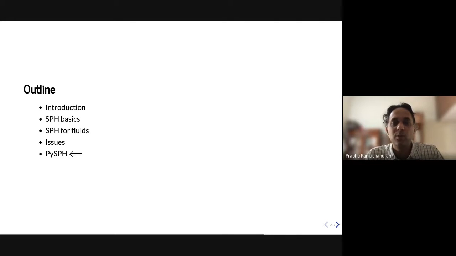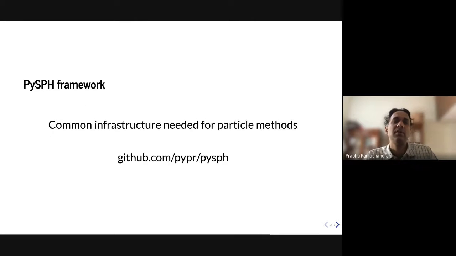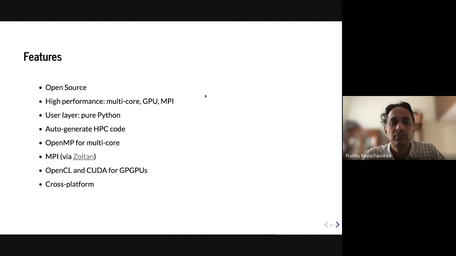All right, so I'll wrap up finally with an introduction to PySPH, which is a framework that I've been building over the last 10 years. It basically provides common infrastructure needed for general particle methods. But our focus has been on SPH, so the name is basically a holdover from that. In principle, a whole host of meshless particle methods can be easily implemented in this framework. It's open source, it's available on GitHub, and that's the URL. And so I'll just quickly go over the features.